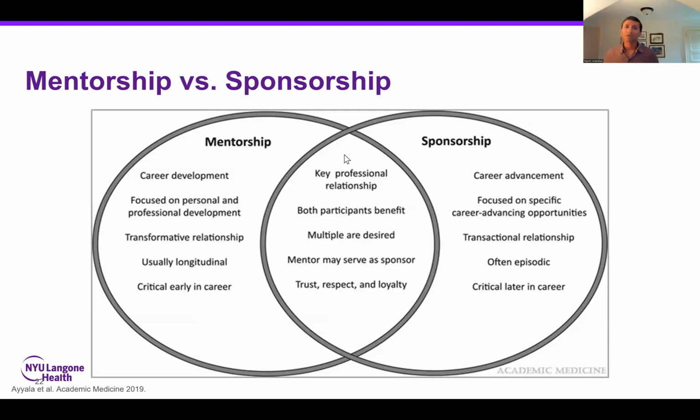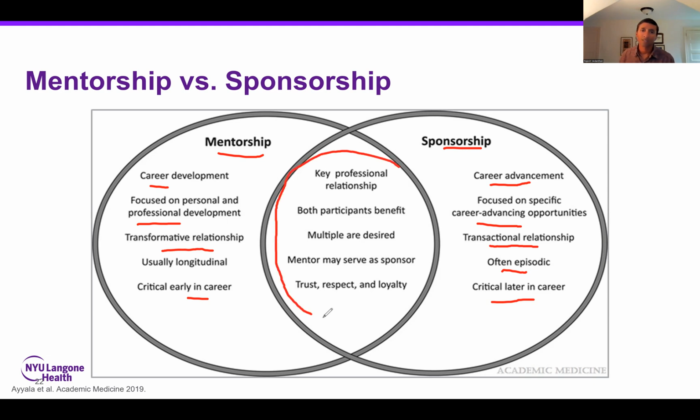And so, there's obviously a lot of overlap between mentorship and sponsorship, but the idea is that mentorship really is about career development, focusing on personal and professional development, usually a long-term transformative relationship between mentor and mentee, and very important early in the career, but I think even throughout all stages of the career. Sponsorship, in contrast, is very much about concrete material opportunities for career advancement, focusing on specific opportunities. It can sometimes be almost like a transactional relationship rather than a long-term relationship. It can be episodic. Again, here it says critical later in the career, but I would say it's very important throughout.